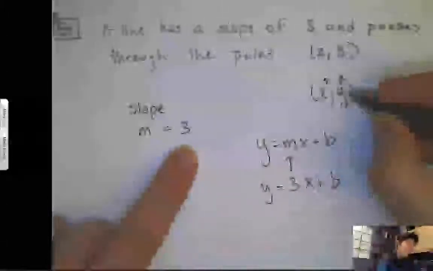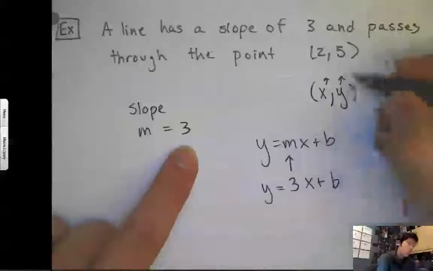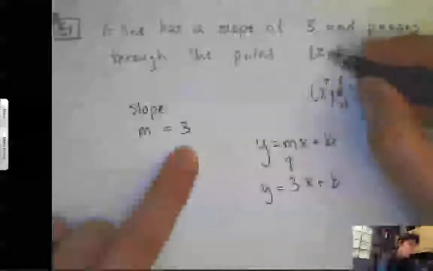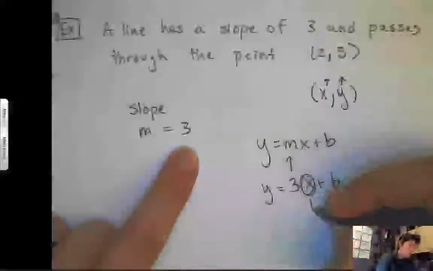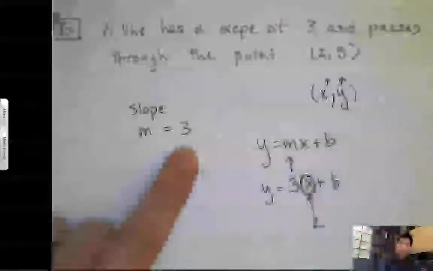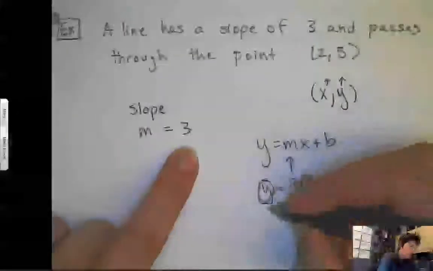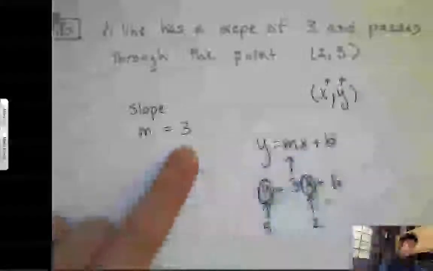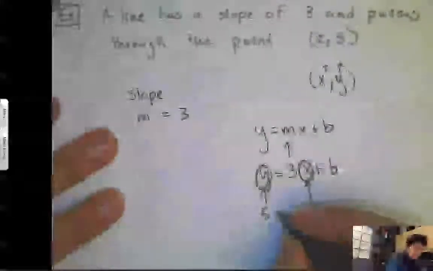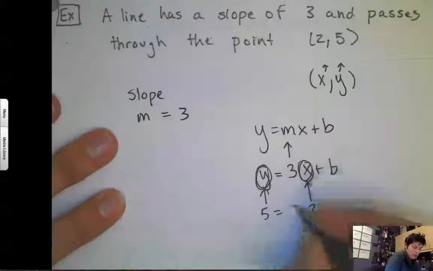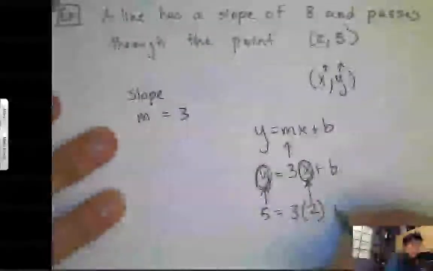So they did give me an x and a y value on the line. Why don't I take 2 and 5, 2 being the x, and substitute that in right there? And why don't I take the 5, the y, and substitute that in for y? And if I do that, I'm going to have 5 equals 3x, so 3 times 2 plus b.